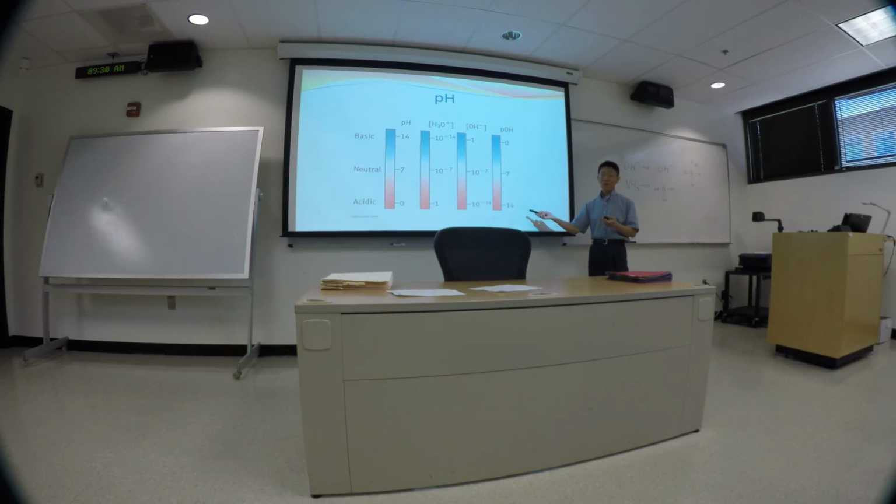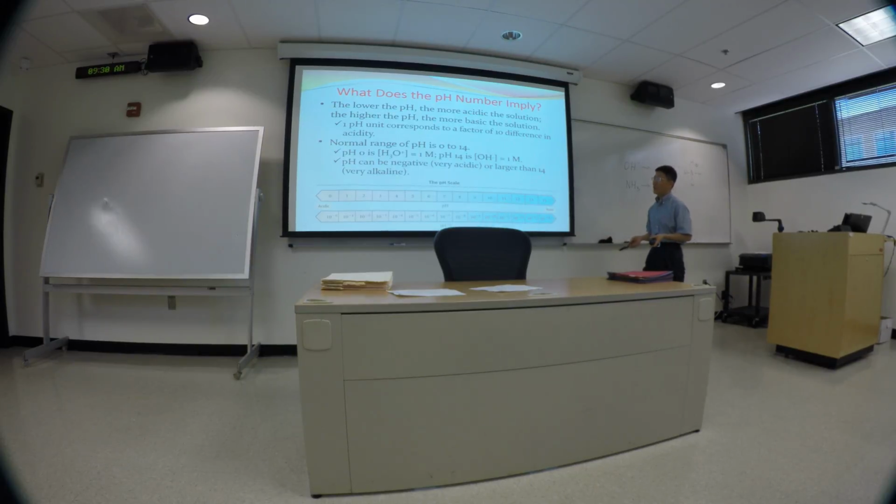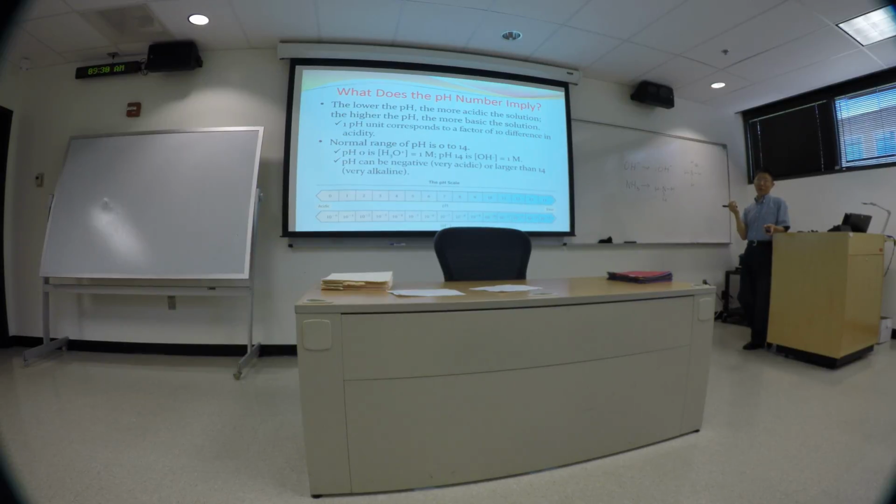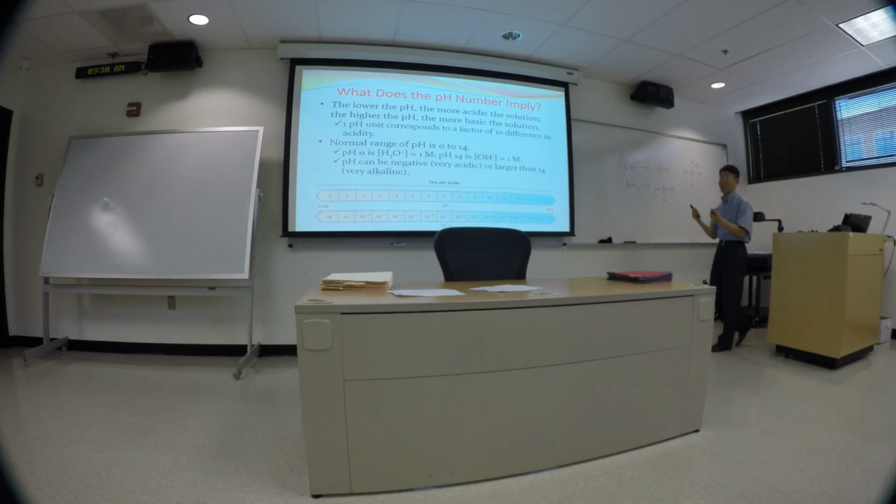So this is how we define acidic and basic solutions. Again, the pH scale: what does the pH number imply? In this case, the lower the pH, the more acidic the solution, and the higher the pH, the more basic the solution. Remember, the pH is the negative log of the concentration. The lower the pH, the higher the concentration of the hydronium ion. The higher the pH, the lower the hydronium ion concentration.